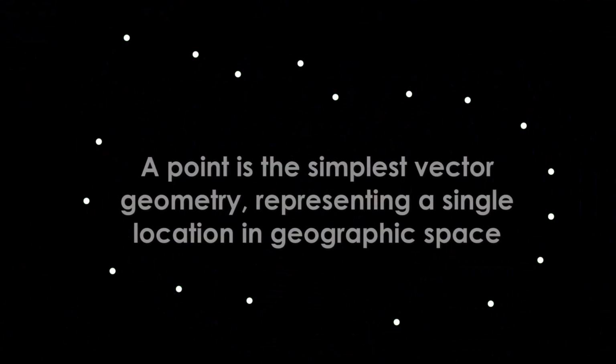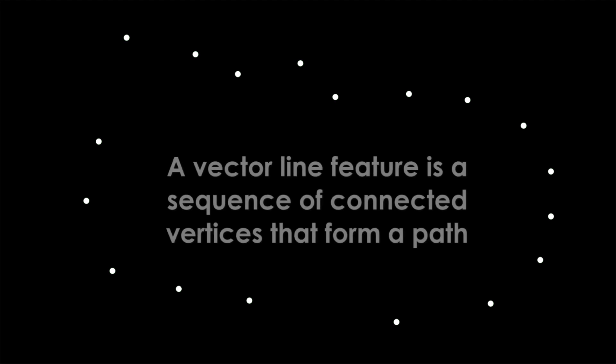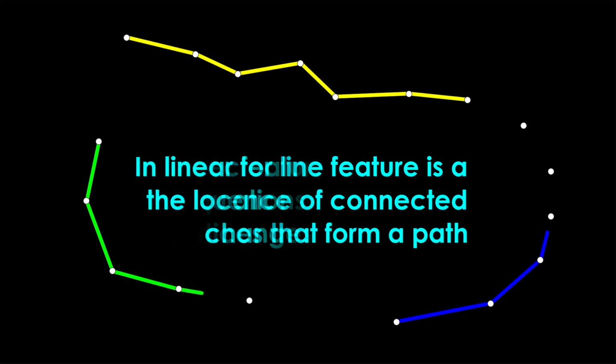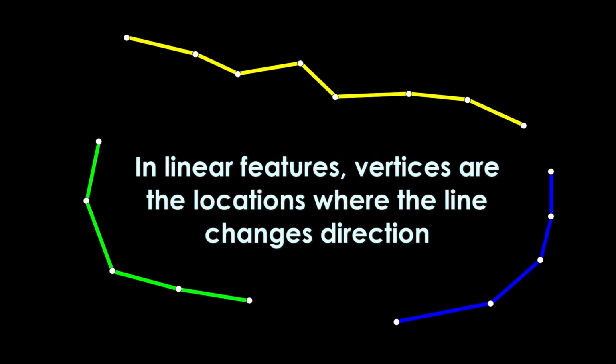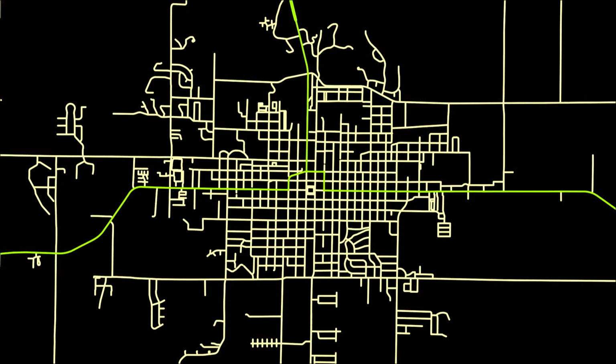In vector GIS data, a point is the simplest vector geometry, representing a single location in geographic space. The points in this image are the locations of headstones in a cemetery in Macomb, Illinois. A vector line feature is a sequence of connected vertices that form a path. In linear features, vertices are locations where the line changes direction. This map showing the streets of Macomb, Illinois is an example of line vector data.